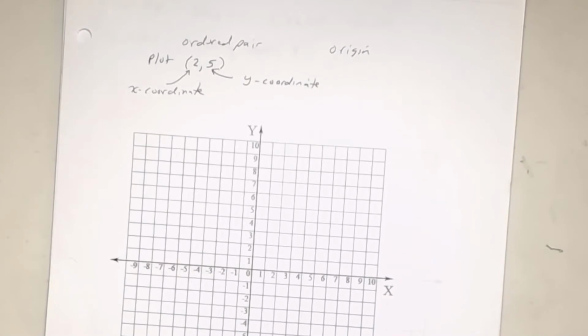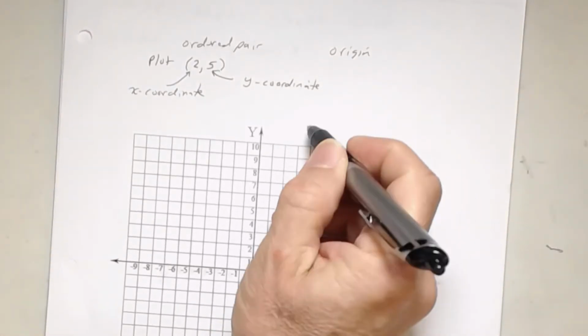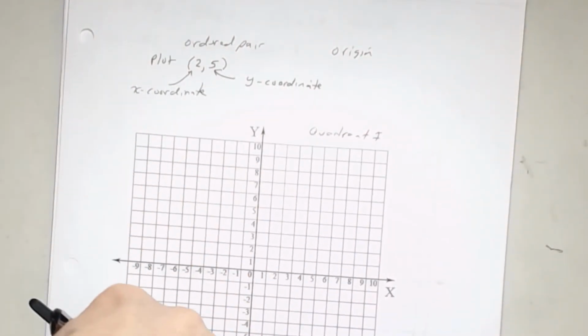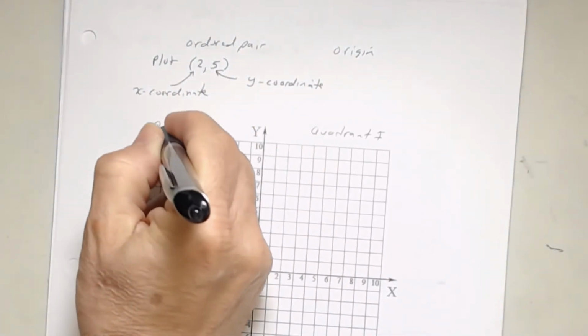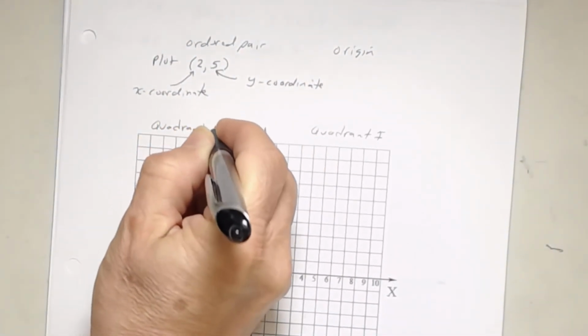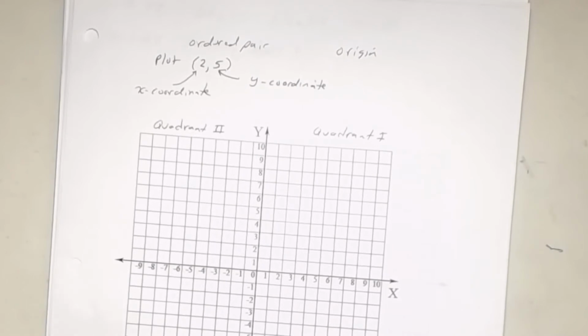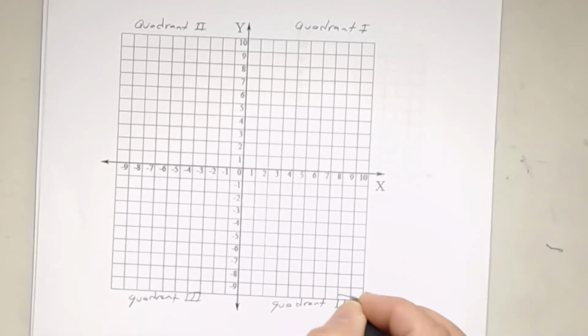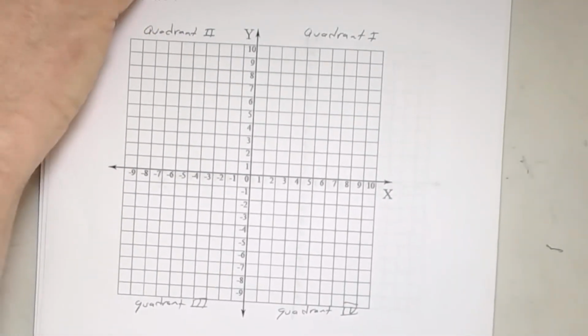Now before we get to that, notice that the x and y axis divide this plane into 4 quadrants. This is quadrant 1. And you go counterclockwise. This is quadrant 2. Quadrant 3. And this is quadrant 4. Right, so those are your 4 quadrants. So you need to know that terminology as well.